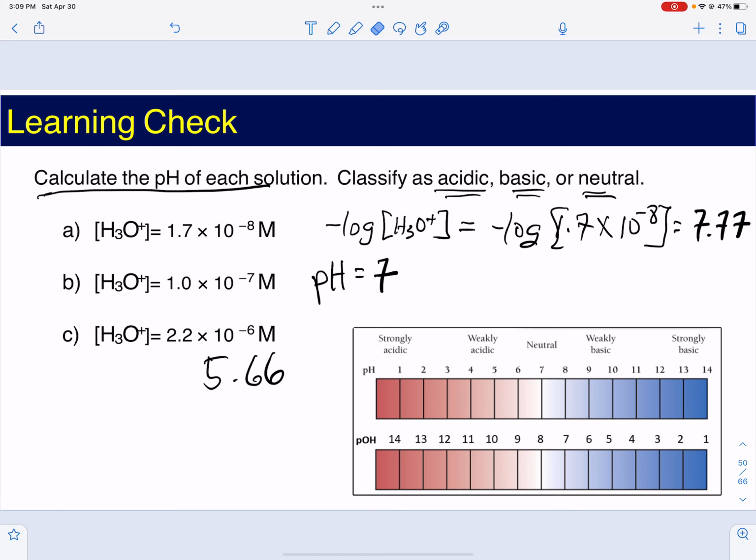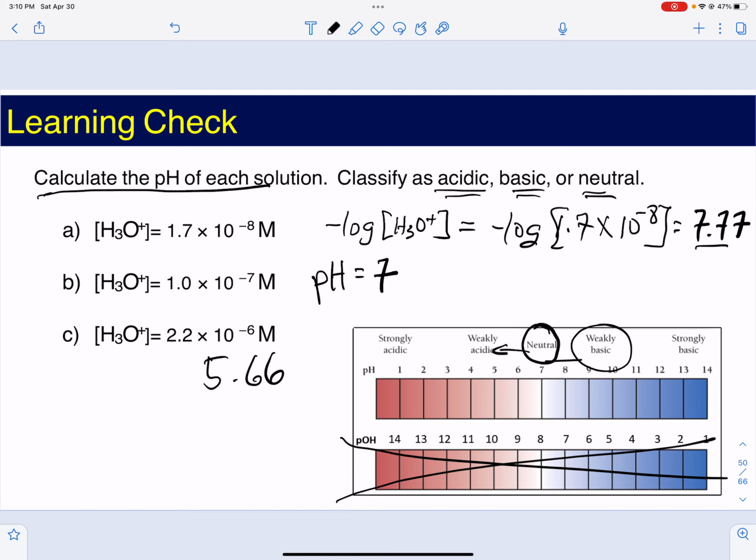So we're only looking at the pH scale, so we don't get confused. 7.77 is above 7, so that's going to be weakly basic. For the second one, 7, that's going to be neutral. And the last one, below 7, so that's going to be weakly acidic. So that's how we find out the pH. That's how we find out the value of the acidity.